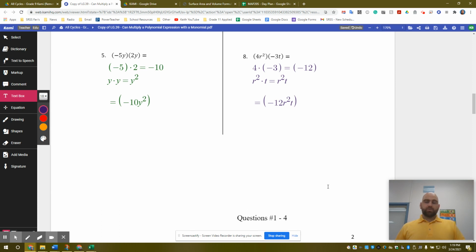Now I'd like you to work on questions 1 to 4. It's dealing with just a monomial times a monomial, multiplying two terms together. I just want you to go through the terms. If it helps to use this here where you do numbers and then letters, do that. If you can see it all kind of together, you can put it all together as well.